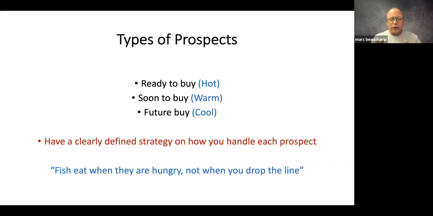hopefully down the road into a situation where you move them from a future buyer over to a ready to buy. Remember, fish eat when they're hungry, not when you drop the line. So people really only are ready to buy when they're facing enough pain to motivate them to take action, right? So it's pain, it's ease of use, pricing, it might be a different strategy, it might be a painful manual process that you can automate.